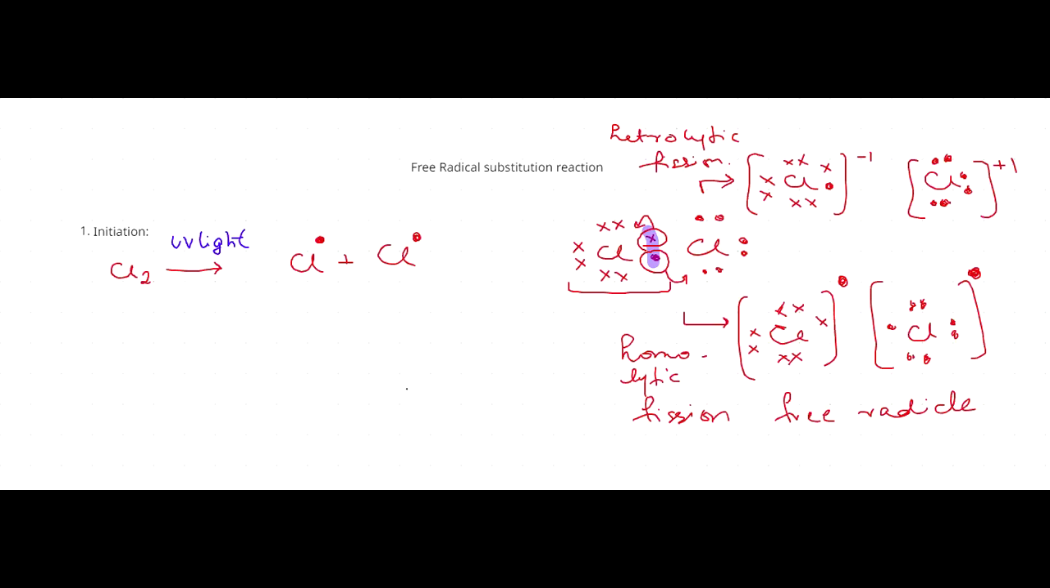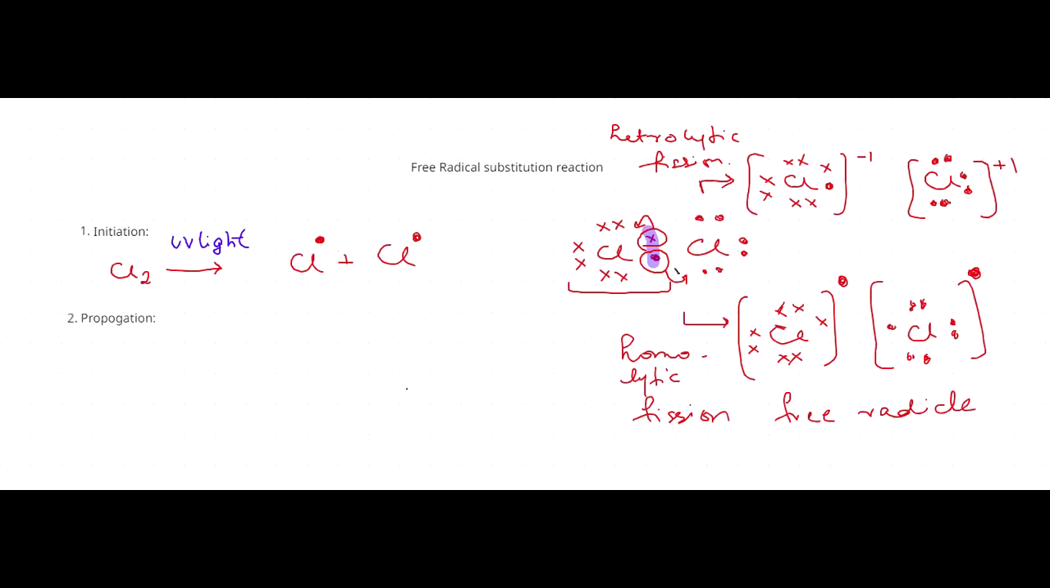Again, you don't have to learn these terminologies. That's fine. I just wanted you to understand exactly what a free radical is. So this is initiation. In initiation, I'm going to produce the free radical. Then step number 2 is propagation. What is propagation?